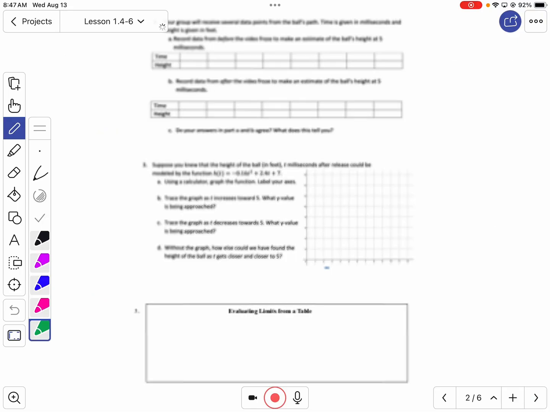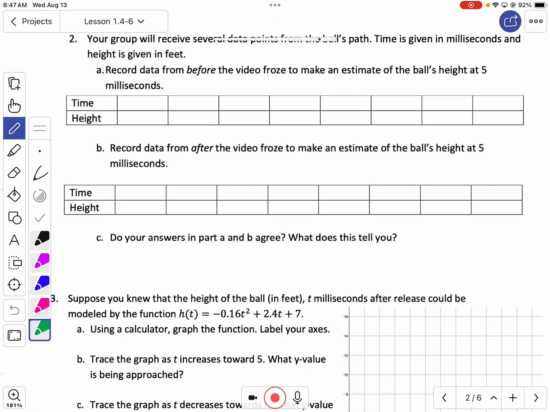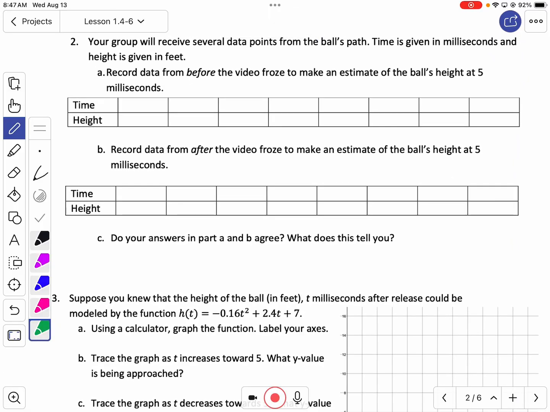All right, so then if we look over at the next part, it says we got several data points. Record the data that was before the video froze to estimate the height of the ball. And so the ones we had were 0, 2, 3, 3.5, 4, up to 4.99. Okay, and it gave me several heights there: 7, 11.16, and then we get into 14.56, 14.918, 14.992. Okay, so just looking at some values.